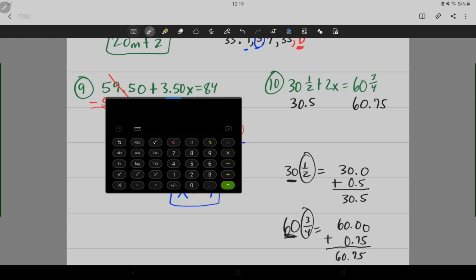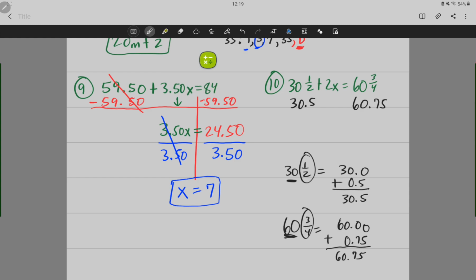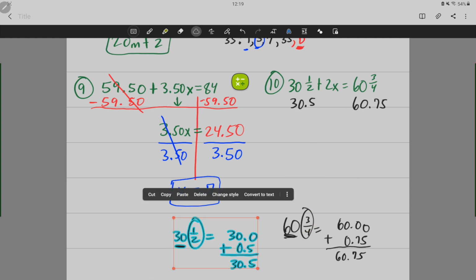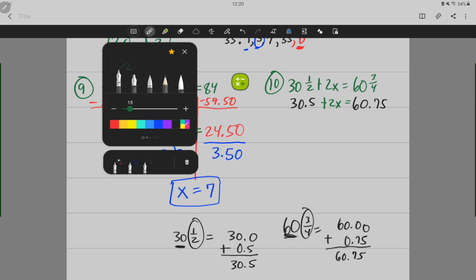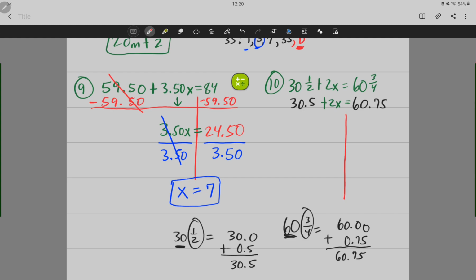Again, if you want. You don't have to convert the fractions into decimals. You can keep everything as fractions and you'll still get the same correct answer if you follow the proper steps. But I'm just giving you this option down here in case you don't want to deal with the fractions. So if you do decimals, your problem will say 30.5 plus 2x equals 60.75. So equal sign, draw the line.